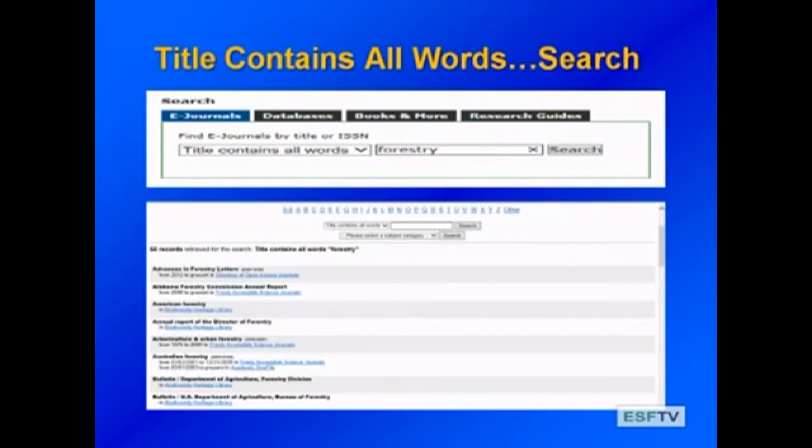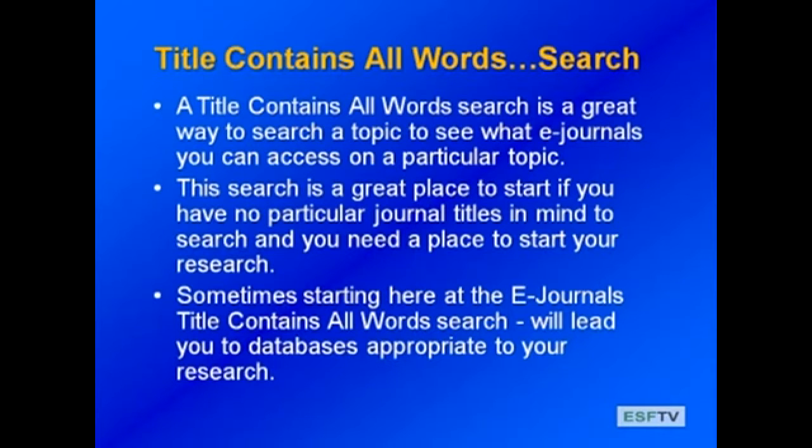Another search that you could use, again using the pull-down menu for eJournals, is title contains all words. This is a really great search because I can put any kind of keyword in that search box and it will bring back to me all of those eJournals that we have access to in an alphabetical list. I searched for forestry in this example and it brought back almost 60 results. So, title contains all words is a great way to search your topic to see what eJournals are out there. Maybe you don't know what journals are on your topic.